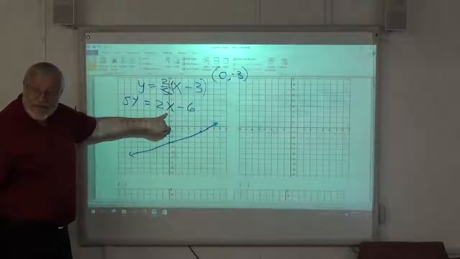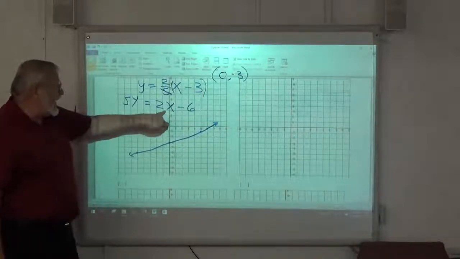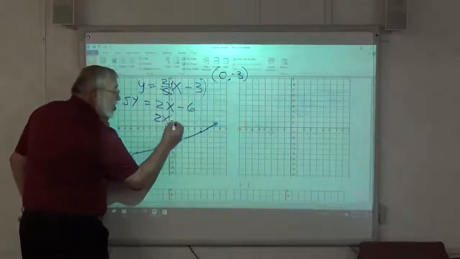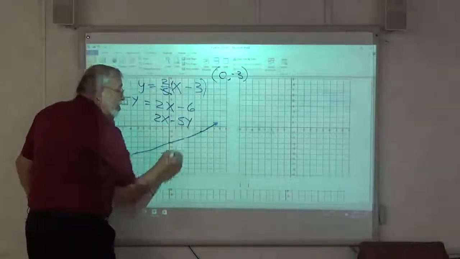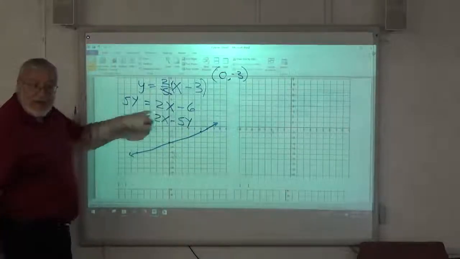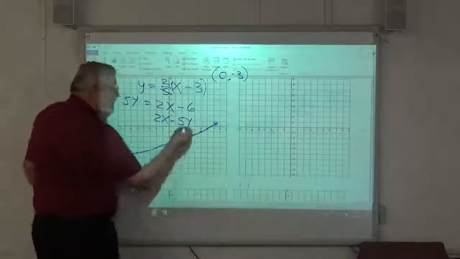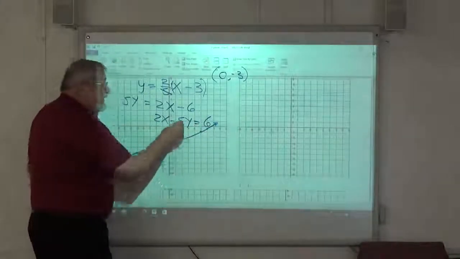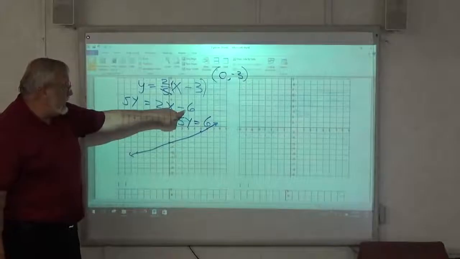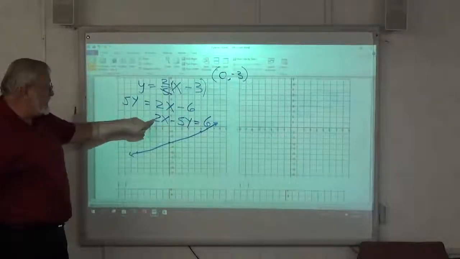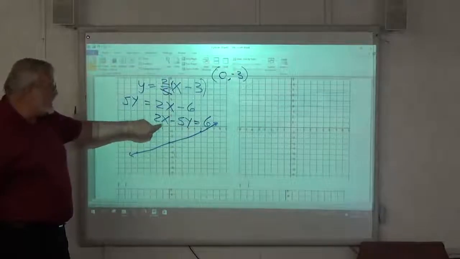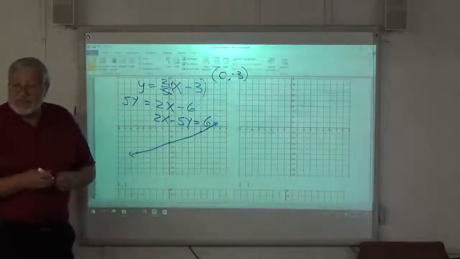Everybody say yes. Yes, the x is positive, so the x stays here, and the y has to come over and meet it. So I have 2x minus 5y. And the 6 is on the wrong side. When I move it to the other, what does it become? It becomes positive 6, because I have to add a positive 6 to be able to get a 0 here, and I'll end up with positive 6. So the equation of that line in standard form is 2x minus 5y equals 6.